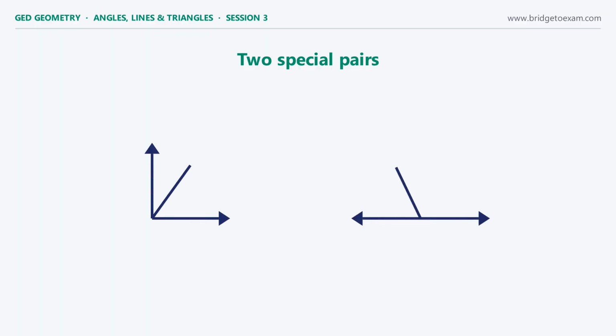Welcome to Session 3. Today we meet two special pairs of angles that show up on the GED all the time: complementary angles and supplementary angles. These pairs are powerful because of one simple idea. When two angles add up to a fixed total, knowing one of them instantly gives you the other. So instead of measuring, you just subtract. By the end of this lesson, finding a missing angle will feel almost automatic.